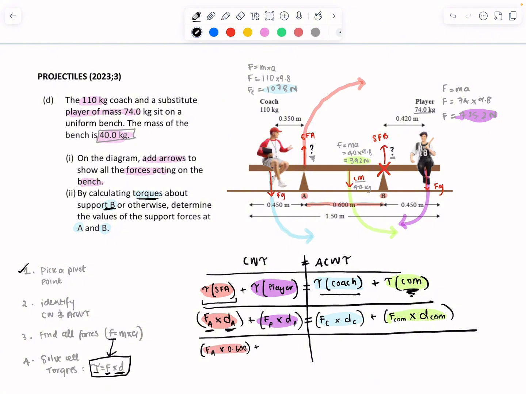Now, let's substitute in our number values into our torque equation for the player. So the force of the player is something that we've just worked out previously, and that is 725.2 newtons times his distance to the support force. So as we can see, the question already provides that for us. So it's 0.420 meters.